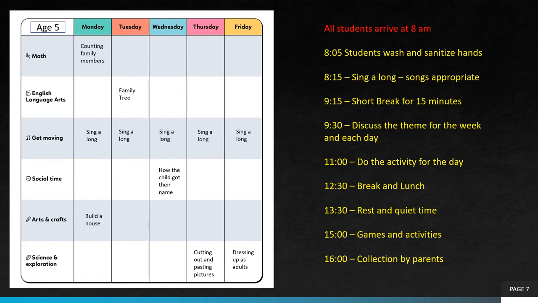At 8:15, we're going to have a sing-along with songs appropriate to family, because remember our theme is family and home environment. At 9:15, we're going to give them a short break of 15 minutes, because remember, the attention span of a child is not very long. At 9:30, we're going to discuss the theme for the week or for each day. So we're going to explain exactly what's going to be done. At 11:00, they're going to do the activity for the day.